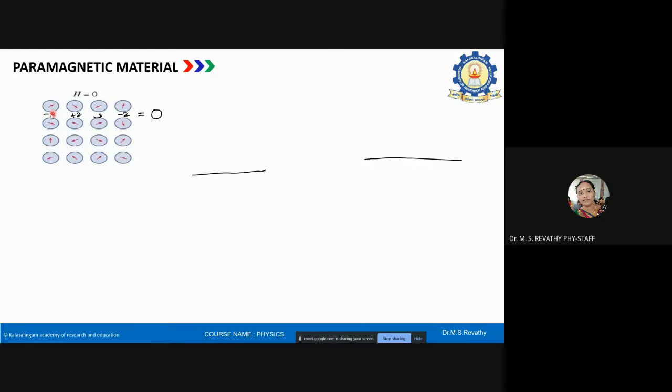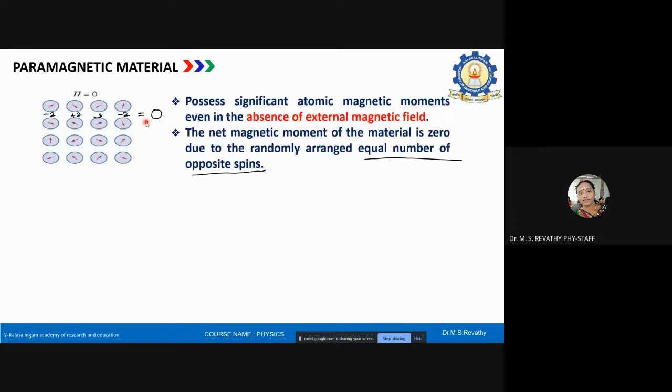See, for the first arrow, if it is minus 2, second arrow plus 2, third arrow plus 3, and minus 3. So if I can just give some numbers. Okay, actually each magnetic moment is indicated by the Bohr magneton value. If I just substitute all the Bohr magneton values, and finally if I add, I'll get the answer to be 0. So it possesses significant atomic magnetic moments.